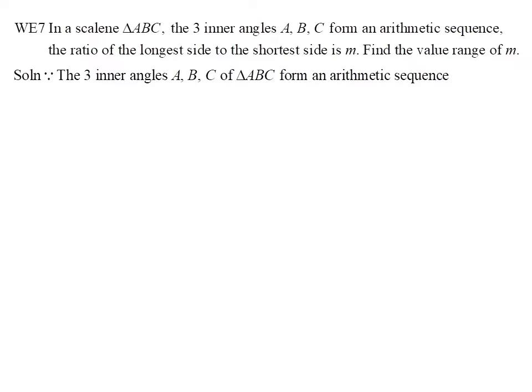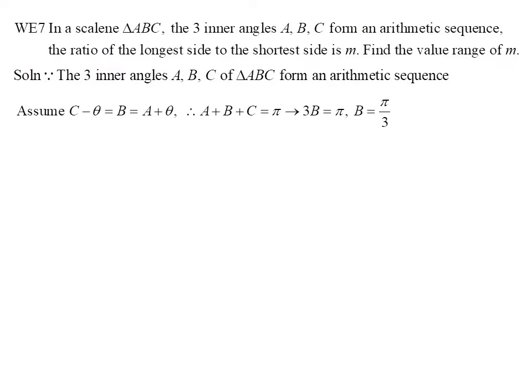There is the scalene triangle ABC in example 7. The three interior angles A, B, and C form an arithmetic sequence. The ratio of the longest side to the shortest side is m. The question is to find the value range of this m.